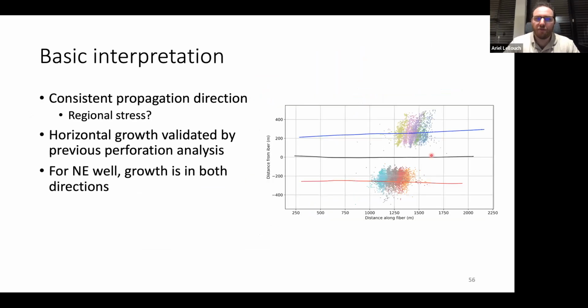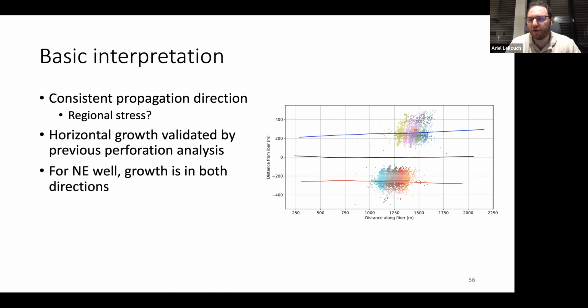First, it seems like all the fractures have some consistent propagation direction, right? Which is not perpendicular to the well, which is interesting. I think this might be indicative of some regional stress in the reservoir. In terms of the absolute growth, basically how much these fracture sets grow towards the fiber well, it looks like the absolute number, which is around 160 meters, is validated by the previous study that we did with the perf shots.